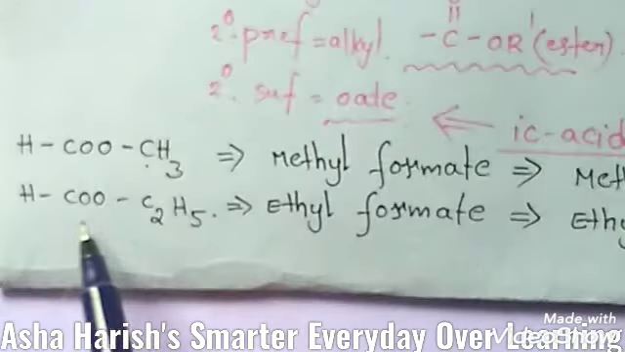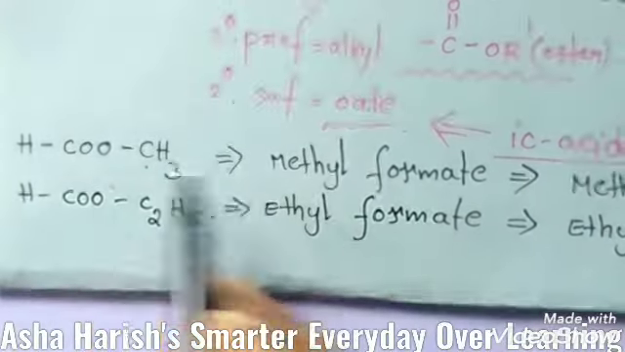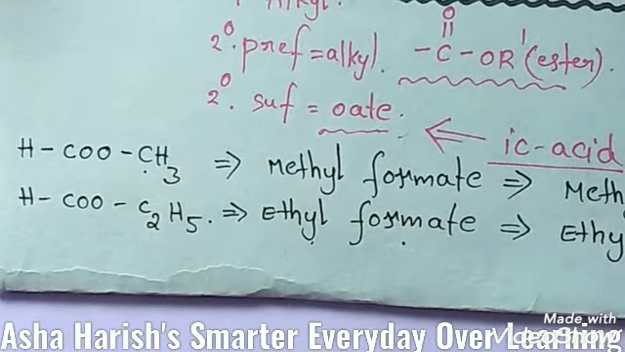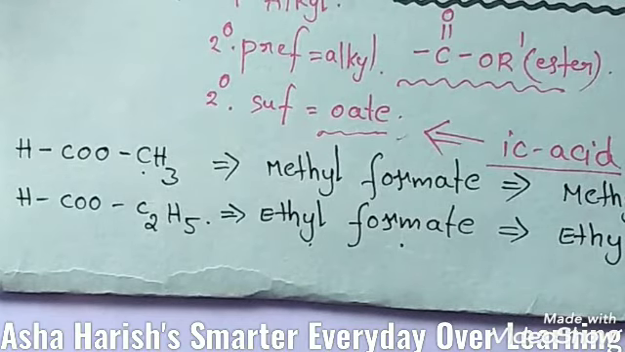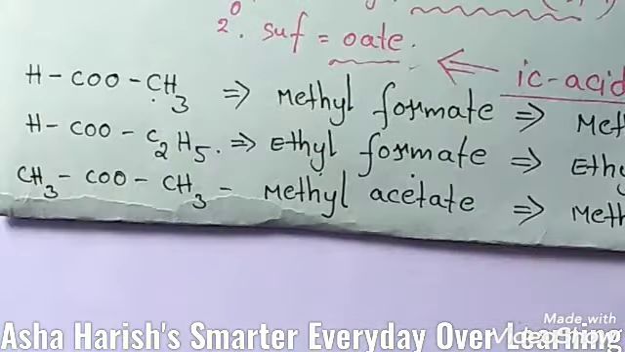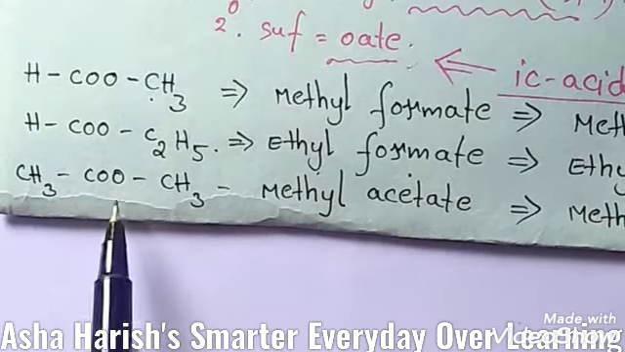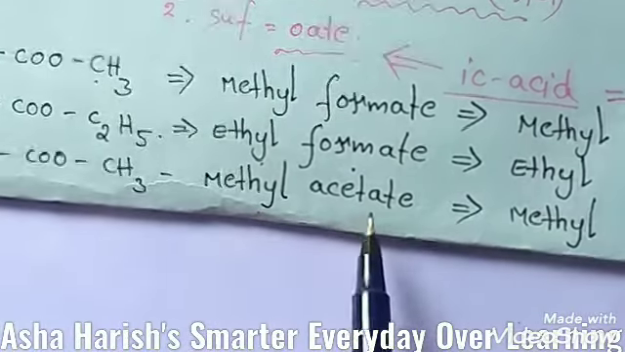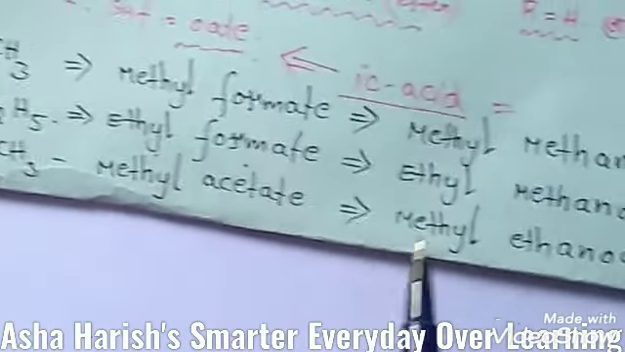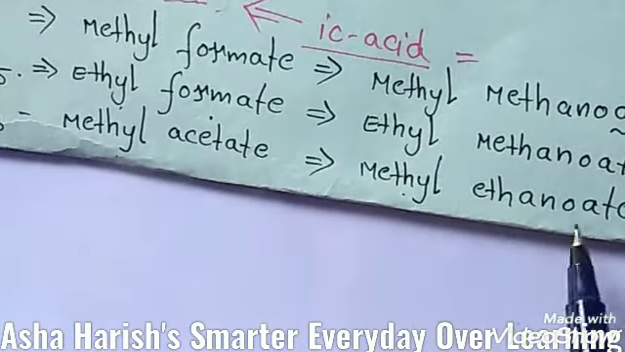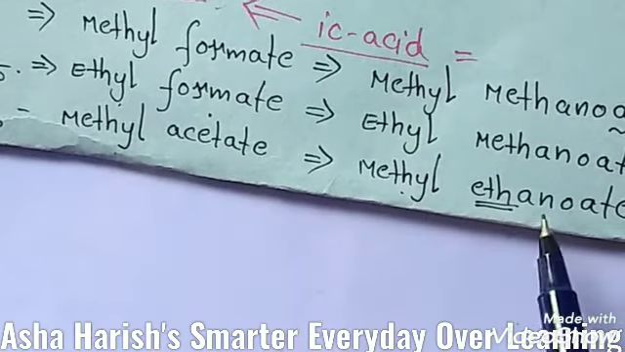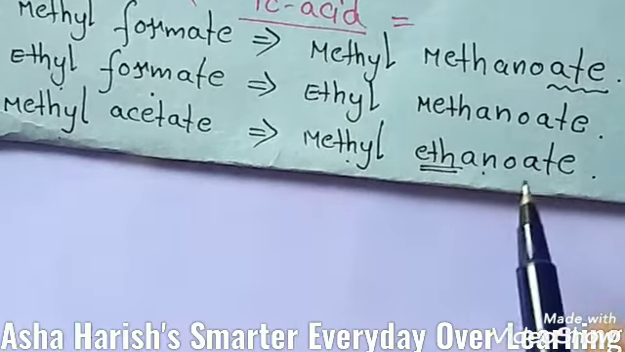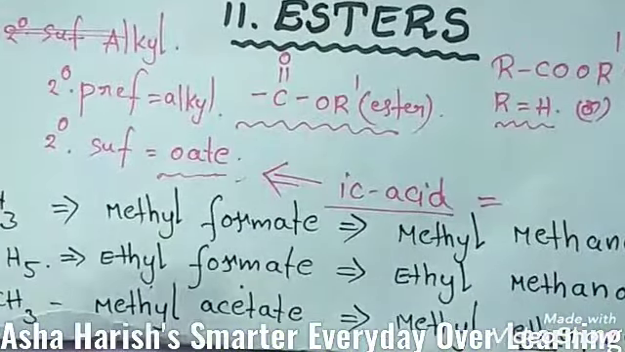Second example, HCOOC2H5. The common name is ethyl formate, and ethyl methanoate is the IUPAC name. In the next example, CH3COOCH3, two methyl groups are located here. Methyl acetate is the common name, and the IUPAC name should be methyl ethanoate. Eth is the root word because of the two carbon atoms. Methyl ethanoate. Okay, this is about esters completely.